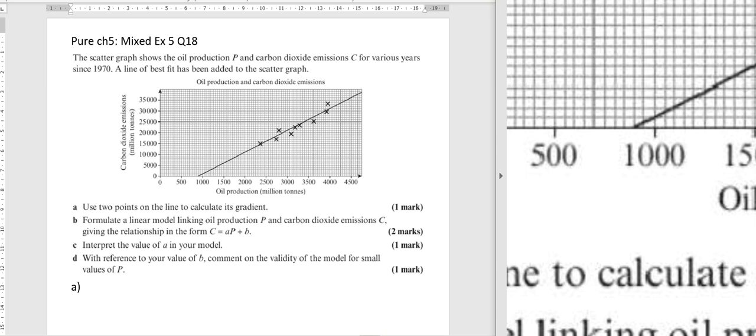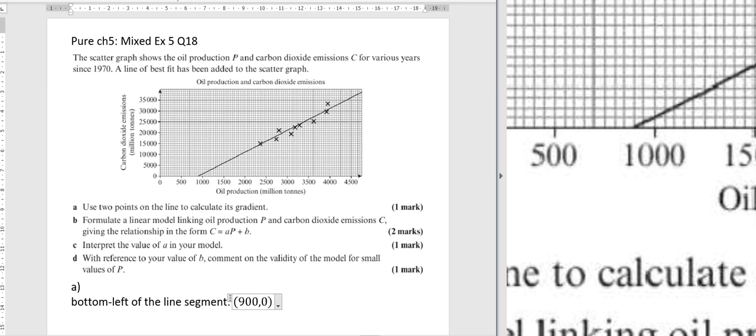We just have to go down 2 lots of 50 million tons from 1,000 million tons, and we get to 900 million tons. So I'm going to use that as one of my points. The bottom left of the line segment that's shown is the point (900, 0). I'm pretty confident with that one.